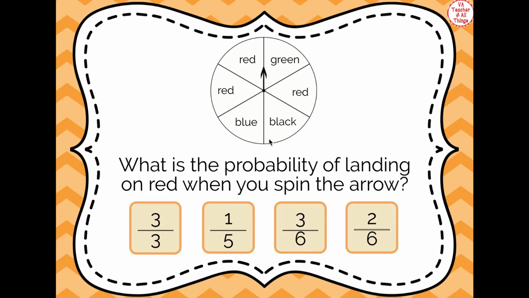Okay, what is the probability of landing on red when you spin the arrow? Okay, so we have 1 space that says red, here's another space, and another one, all of that says red. So we have 1, 2, 3, 4, 5, 6 total spaces, so 6 has to be our denominator. And we have 1, 2, 3 spaces that say red. 3 out of 6, which we know that if you simplify that, that would be the same thing as 1/2.